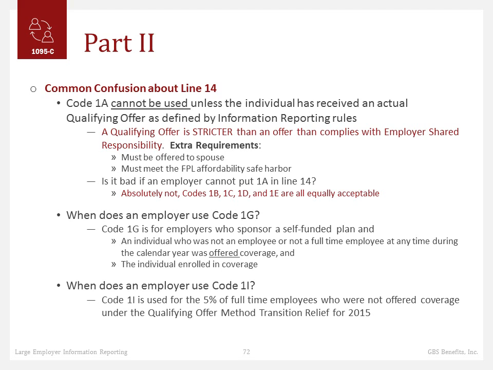Okay, here's the common confusion about line 14, and I've already talked about it because I got a little ahead of myself, but this is the deal. Code 1A cannot be used unless the individual received an actual qualifying offer as defined by information reporting rules. A qualifying offer is stricter than an offer that complies with employer shared responsibility. Extra requirements, again, are it must be offered to the spouse. Under employer shared responsibility, it doesn't have to be. And it must meet the federal poverty level affordability safe harbor. Under employer shared responsibility rules, it doesn't have to be FPL. It can be the W-2 method or the rate of pay method.